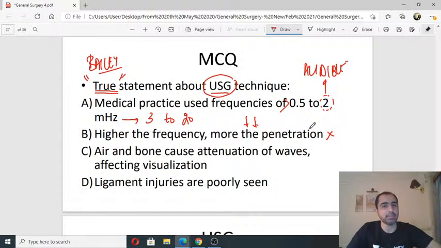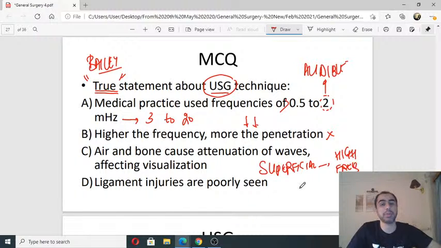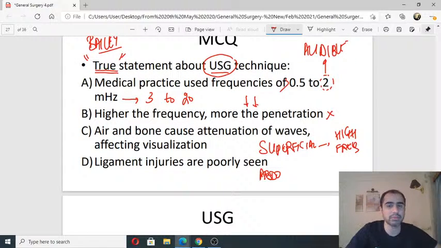Which means if I am scanning for something superficial, thyroid, breast lump, okay, superficial, I don't need much penetration. There I use high frequency. I don't need much penetration. If I'm doing abdominal ultrasound, what is the frequency for abdominal ultrasound? What frequency do we use in abdominal ultrasound? If you knew this, you would have known this is not the correct answer. In abdominal ultrasound, where I want more penetration, I use lower frequencies, 5 to 7.5.